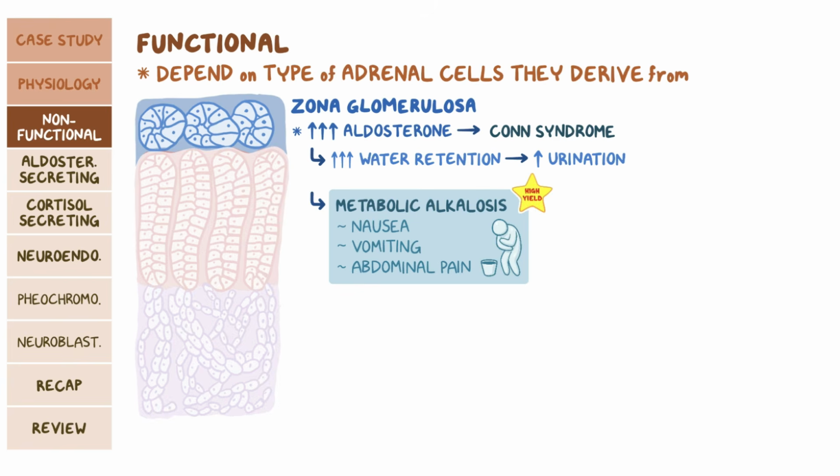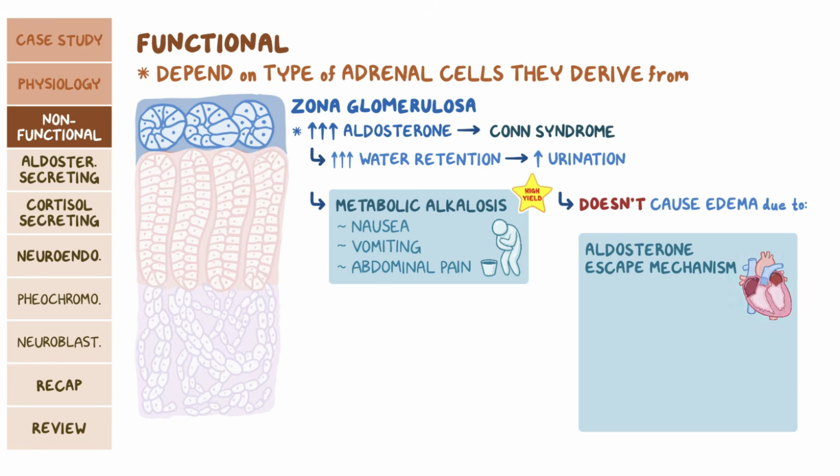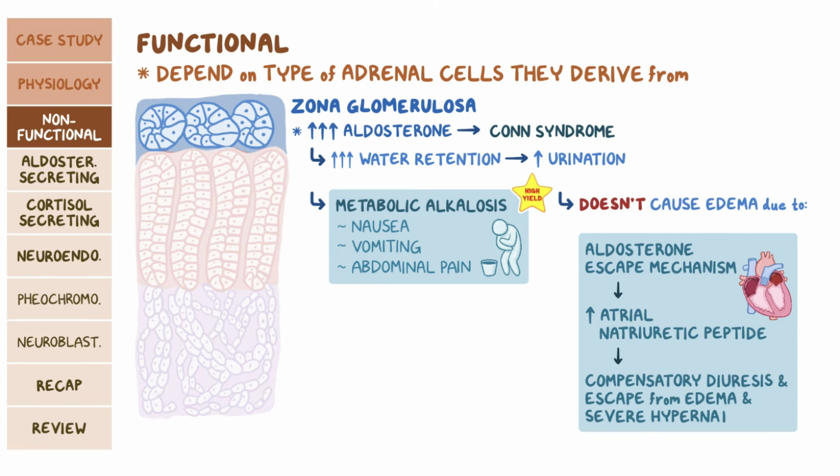Something else that might help you is that Conn's syndrome does not usually cause edema because of something called an aldosterone escape mechanism. The mechanism is actually unknown, but it is believed that in these individuals, the surge in blood volume stimulates the atria of the heart to release high levels of atrial natriuretic peptide, which leads to compensatory diuresis and escape from edema and severe hypernatremia. This is in contrast with secondary hyperaldosteronism, like in heart failure, where the aldosterone escape mechanism is impaired and edema does occur.